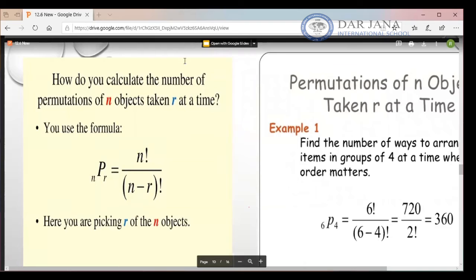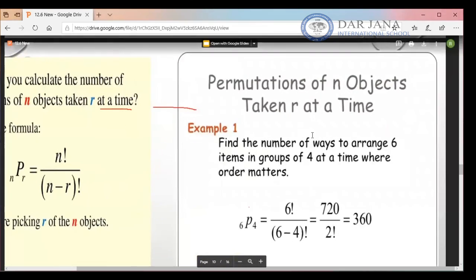So we have n objects, and you are taking r at a time. This is the formula that we're going to work on. nPr, which is n factorial over n minus r factorial. Here you are picking r of the n objects. So I have a total of n. I'm choosing in how many different ways you can choose r objects from it, and also putting them in order. Let's check this example on the slide. Find the number of ways to arrange 6 items in groups of 4 at a time where order matters.